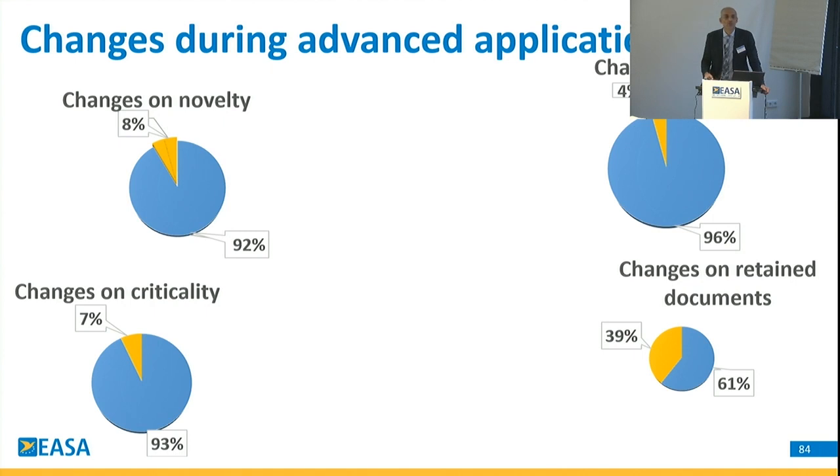The list of documents retained, then at the end of the risk assessment you have to make a proposal for the data and activities retained by the agency. What we observed during this advanced application phase is that in 61% of the cases we accepted the list of documents and activities proposed by the applicant, and in 39% of the cases we asked to change something, add something, or remove something.